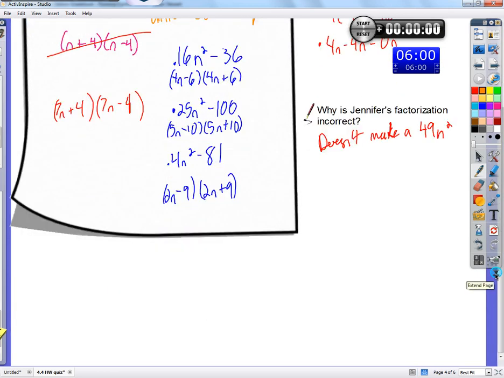Also, what if we had something like, let's say, 9x squared minus 13. Is that a difference of two squares? It's not a difference of two perfect squares. We had a similar discussion last time with this kind of a deal. Well, is there a number though that will multiply by itself and make 13? Yeah. It's just what about that number?